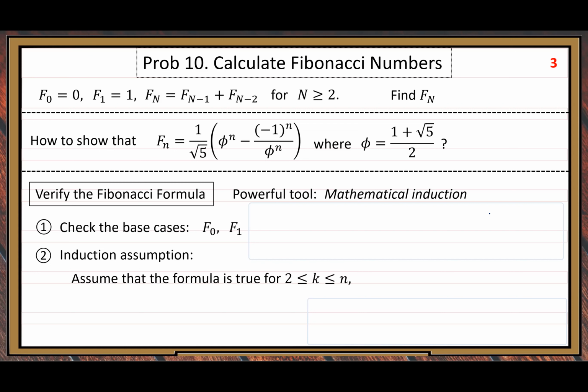Assume that the formula is true for k between 2 and n. So here, in this range, we make the assumption. That's the assumption, okay?